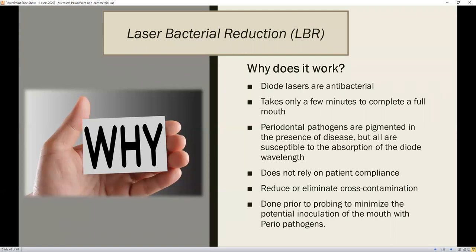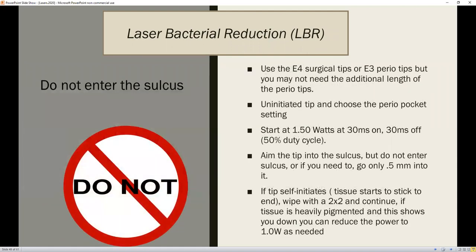It helps reduce and eliminate cross-contamination as well from bacteria from one site to the other. And it can be done prior to probing to minimize the potential inoculation of the mouth with periopathogens. Now, what that is saying is you use it prior to probing, you've decontaminated the pocket areas, and then you put the probe in where you're going from one tooth to the next, so you're not inoculating one pocket with the pathogens from another.